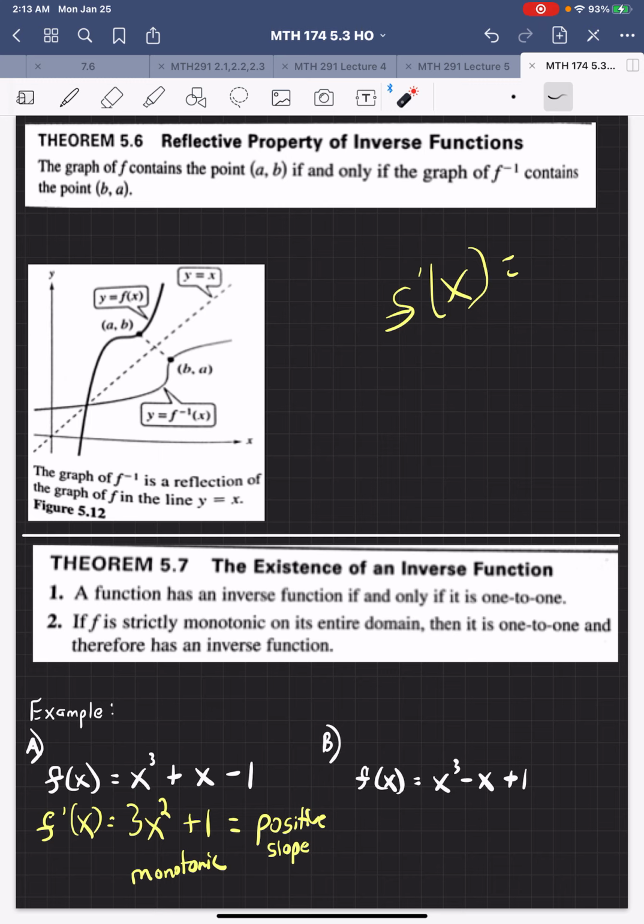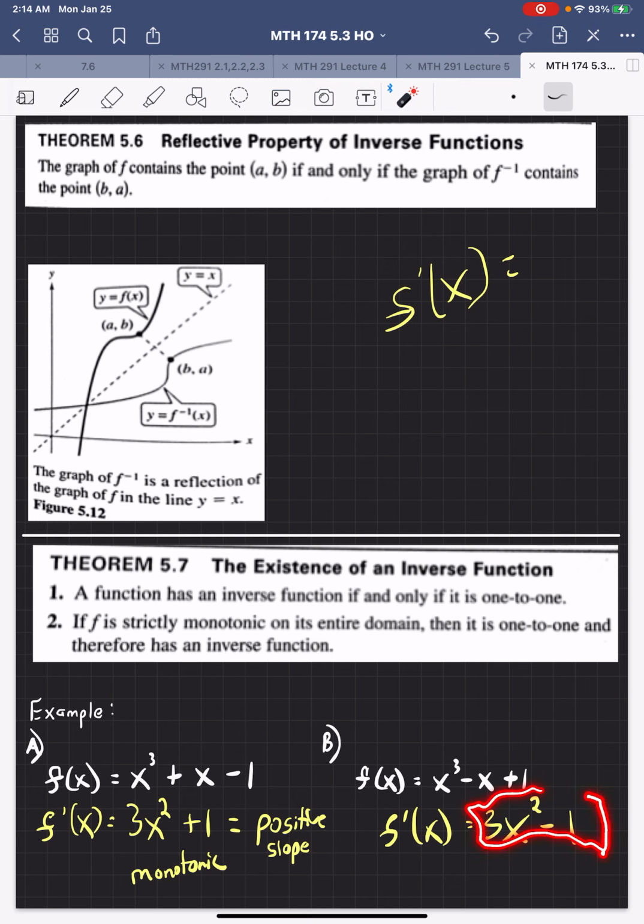So this function here, you could try the same test, right? You would take the derivative. This time it would be 3x squared minus 1. And this is a problem, right? Well, it's not really a problem. It's just, it is not monotonic, right? Because let's think about it.